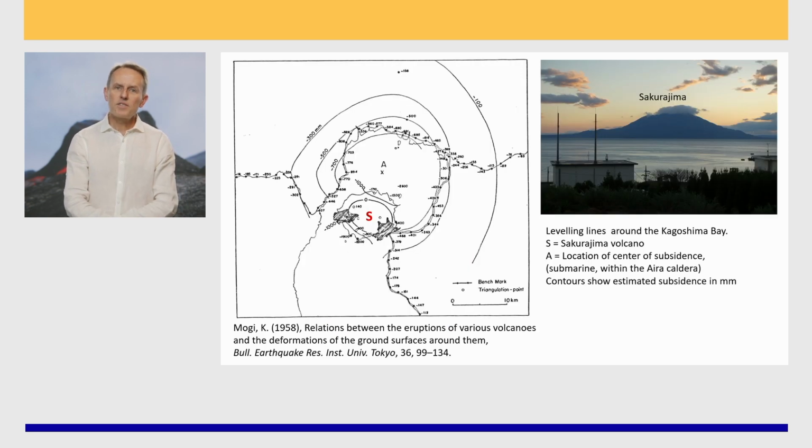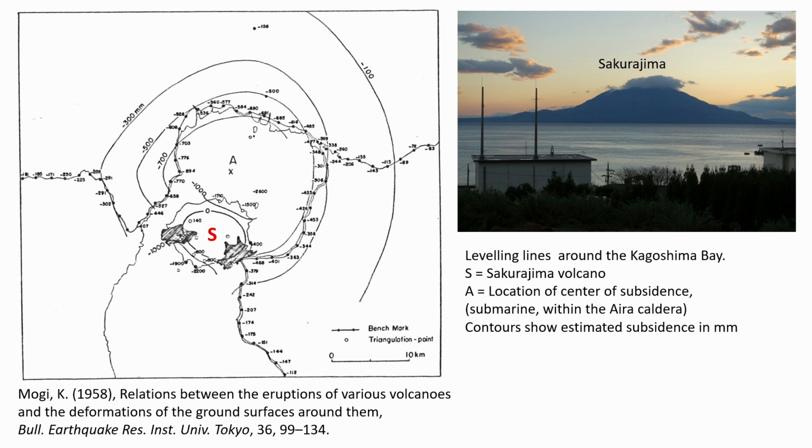Mogi had access to leveling data collected before and after the 1914 eruption along leveling profiles shown in the map on this figure. The leveling measurements were carried out mostly along the coast of the bay where the Aira caldera is. The measurements, even if spatially very limited, indicated a concentric subsidence pattern with a center out in the Kagoshima Bay.